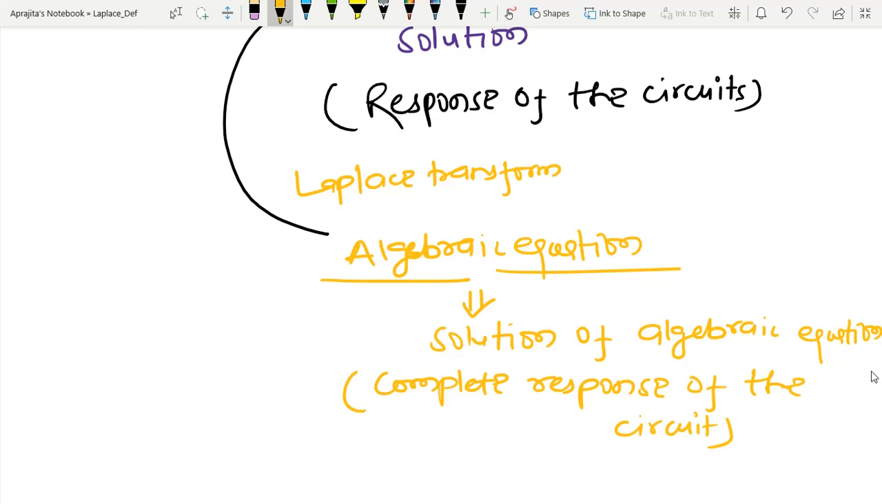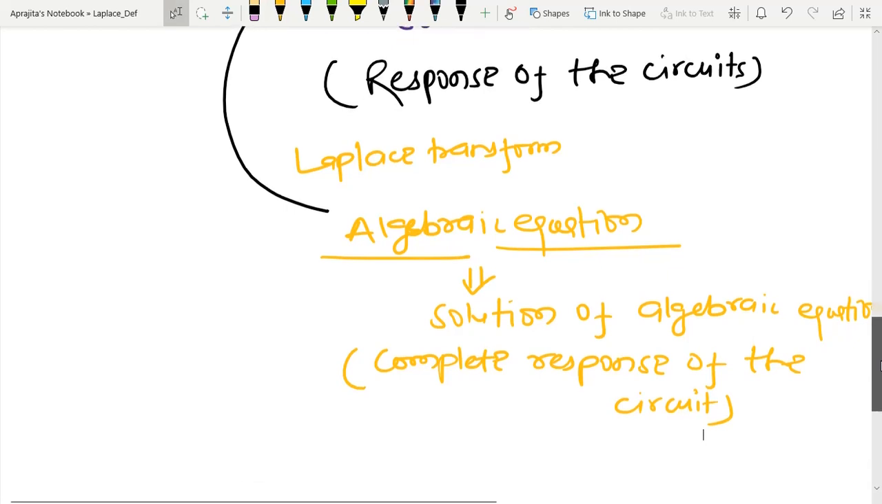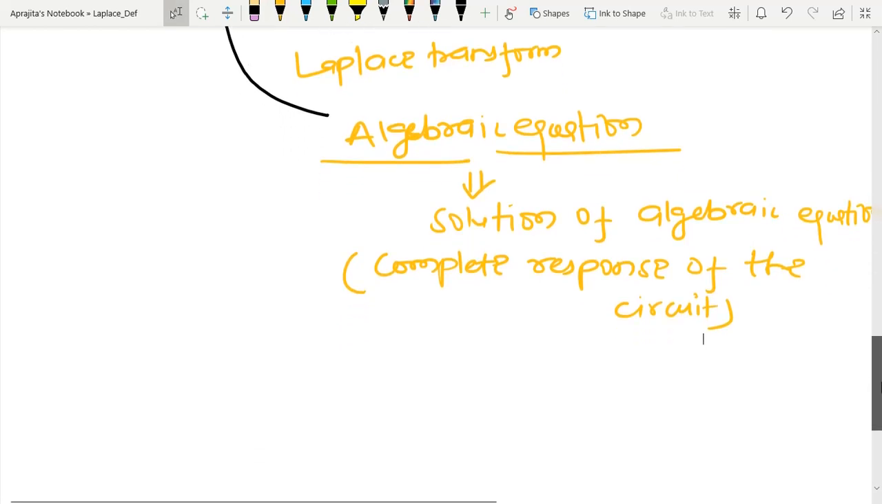Obviously we have to follow certain intermediate steps, so I will discuss those steps in the next part of today's lecture or in the later part of this course. So now let us try to see the idea of transformation.